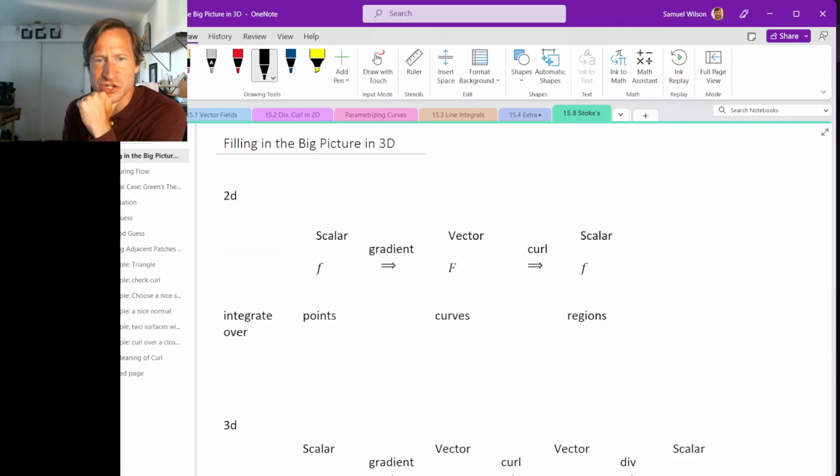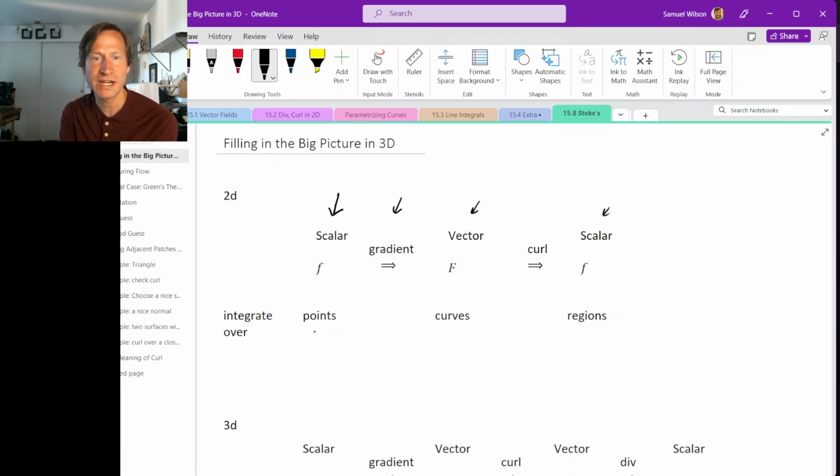So in 2 dimensions, we have scalar valued functions, and if we take the gradient of a scalar function, we get a vector valued function, that is a vector field. And if we take the curl of a vector field in 2D, we get a scalar function again, right? In 2D, the curl of a vector field just gives you a scalar valued function. And the integrals involving these things are related if you integrate over the right sort of geometric objects.